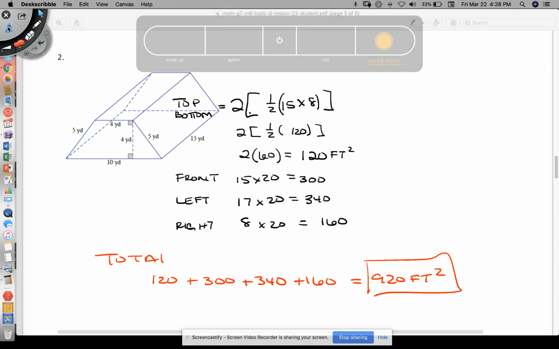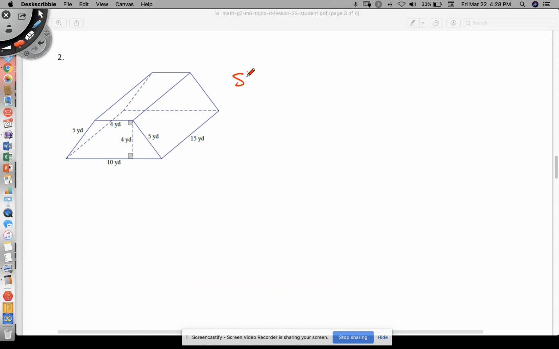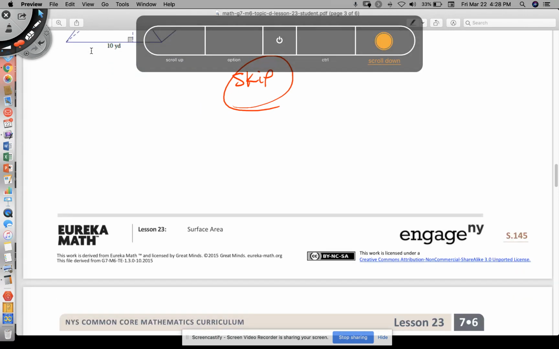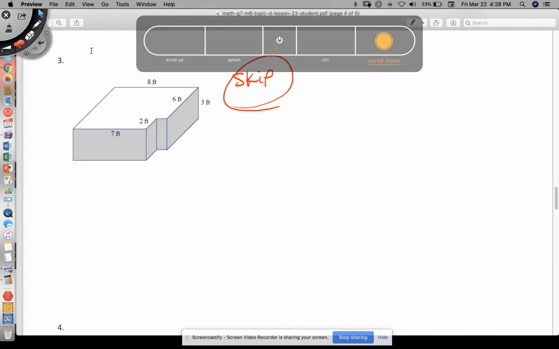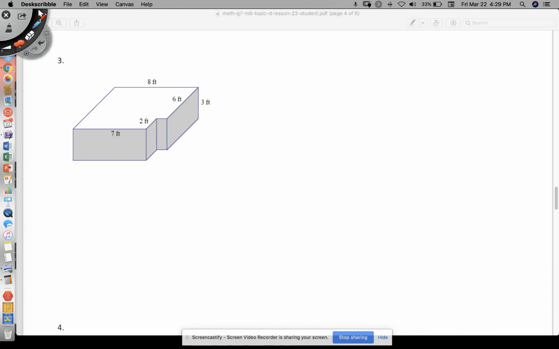Number 2, we are actually going to go ahead and skip because trapezoid surface area is not our standard. It's actually an 8th grade standard. So we're just going to stop there and not do that one. And let's go on to number 3.